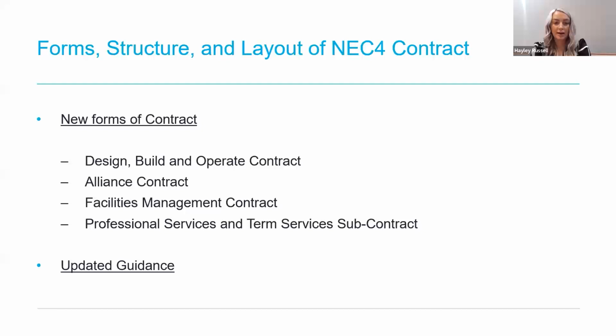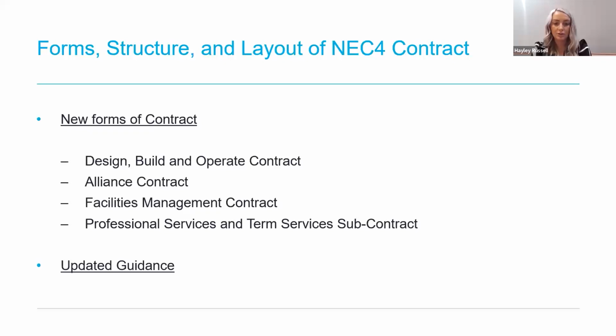We will now take a look at the forms, structure, and layout of NEC4 contracts. Firstly, as a reminder, NEC contracts are a suite of contracts which cover professional services appointments, frameworks, engineering contractor contracts and subcontracts, and term service contracts. NEC4 has introduced 5 further forms of contract. Firstly, the design, build and operate contract, which could be used for some, for example, renewable energy contracts, where the contractor may also be appointed to operate and maintain.